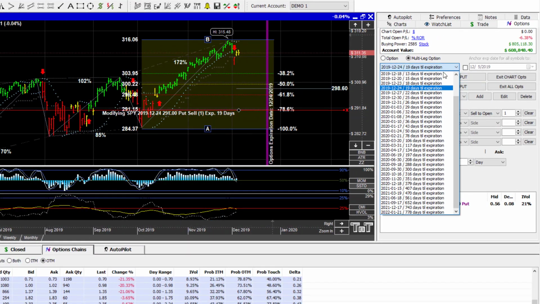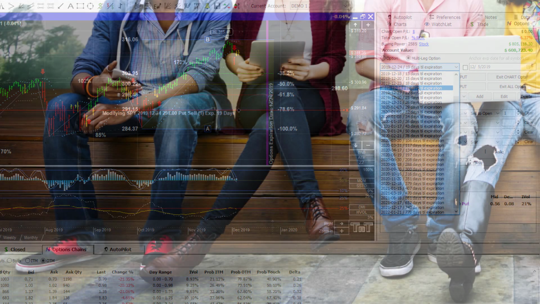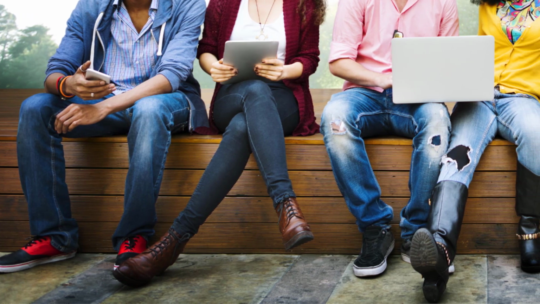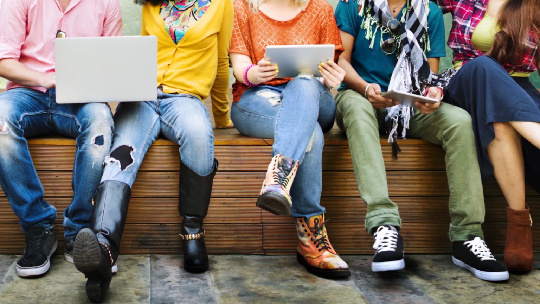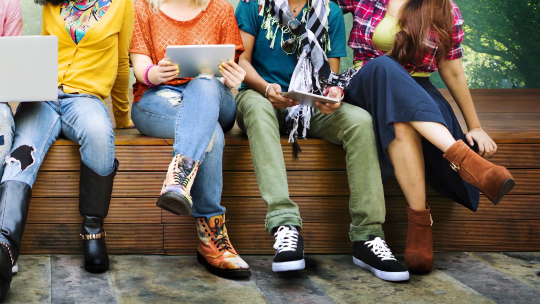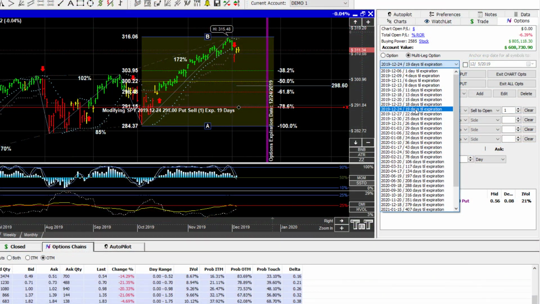Now, I put 19 days in here because, as you know, those of you who have been following me, I like to sell what I call a teenager. Sell a teenager. It sounds wonderful. Sell your teenager, but sell a teenager when it comes to selling options. We're selling something that's less than 20 days. So this is the perfect opportunity right here. We got a 19-day option.